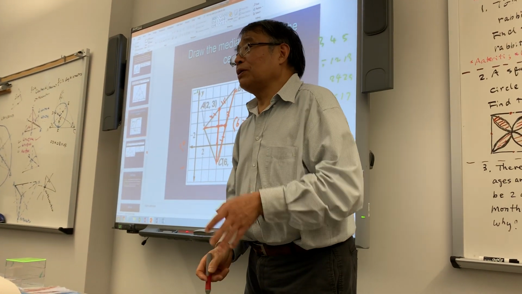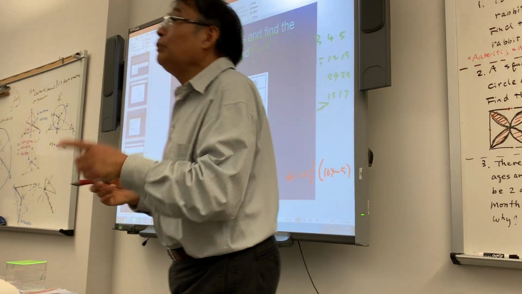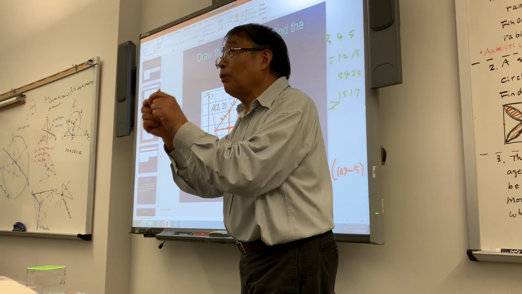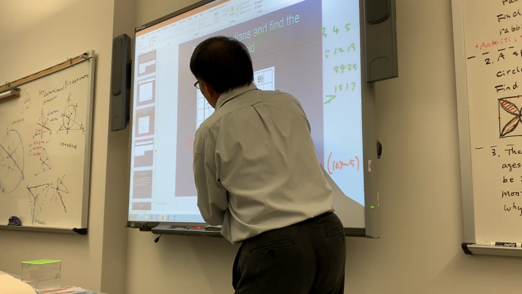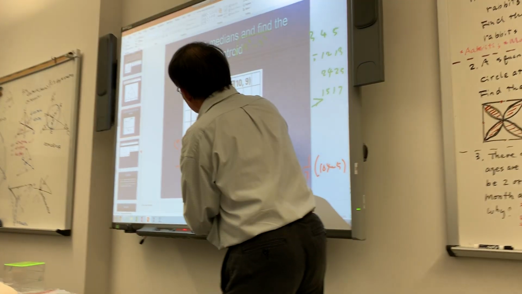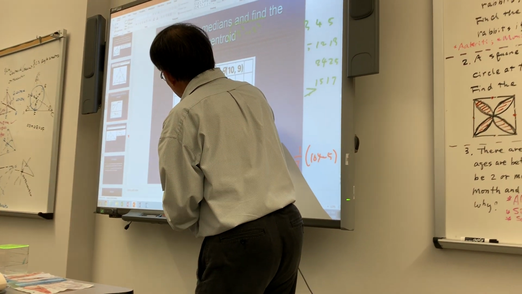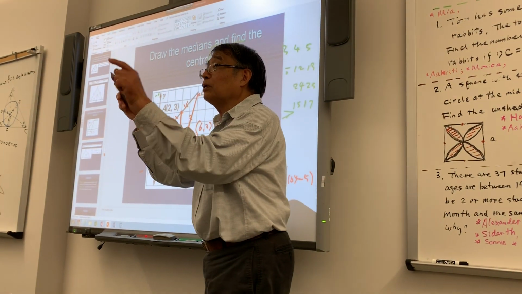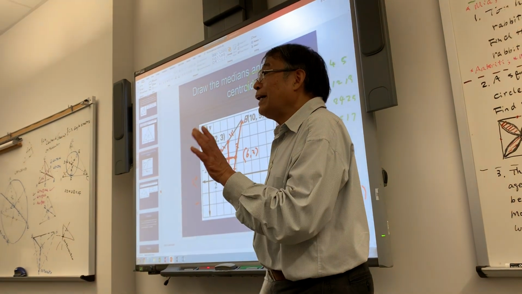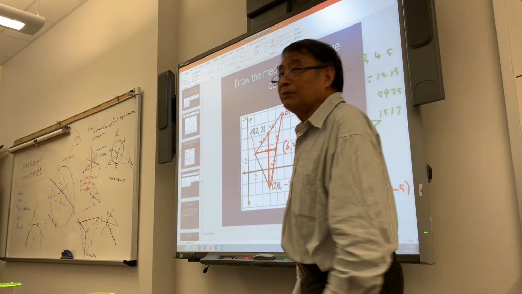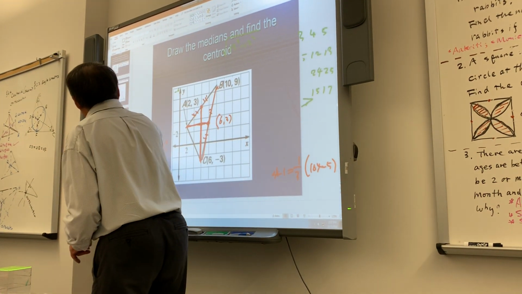Do you understand me or not? Let me know. What is the median? Median is from the midpoint going to the vertex. This part, the midpoint is here, go to the vertex. This part, this is the midpoint, and it goes to that vertex. Those 2 medians cross each other at this point. That is the centroid. Everyone understand me now, please? Good.